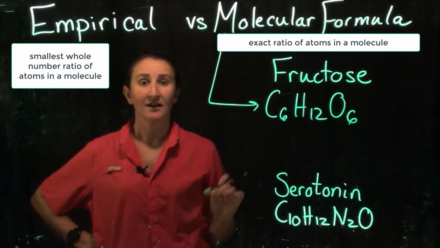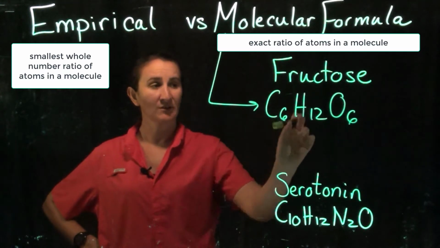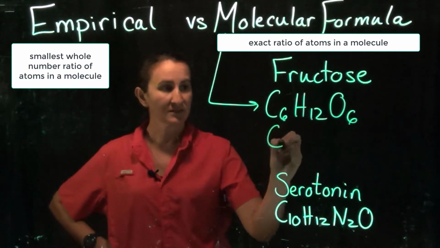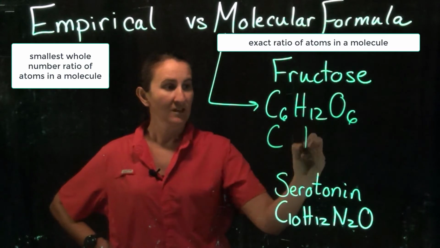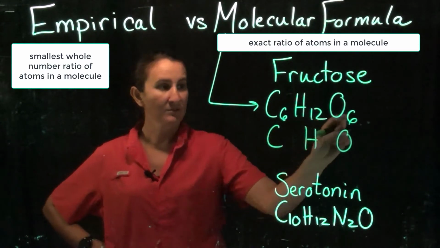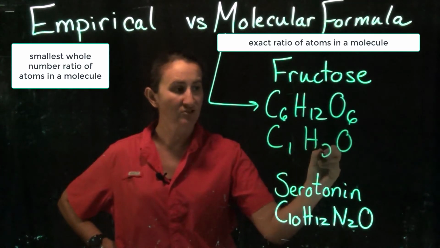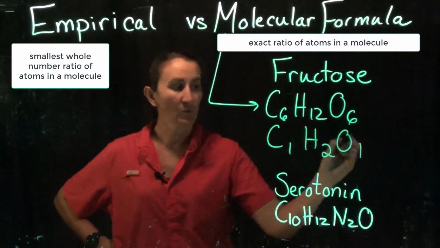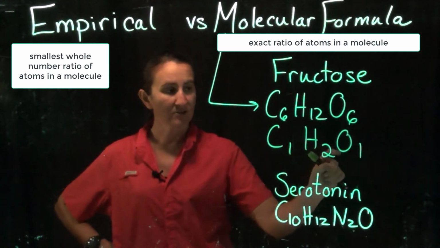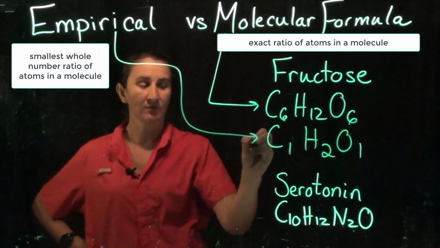Empirical formula, on the other hand, is going to be the smallest ratio of atoms that still relates the ratio of the individual atoms to the whole compound. Meaning, if I were to reduce C6H12O6 to the smallest whole number ratio possible, all of these numbers are divisible by 6. So carbon could reduce to 1, hydrogen to 2, and oxygen to 1 as well, which tells me for every 1 carbon there are 2 hydrogens and 1 oxygen. That is an empirical formula.